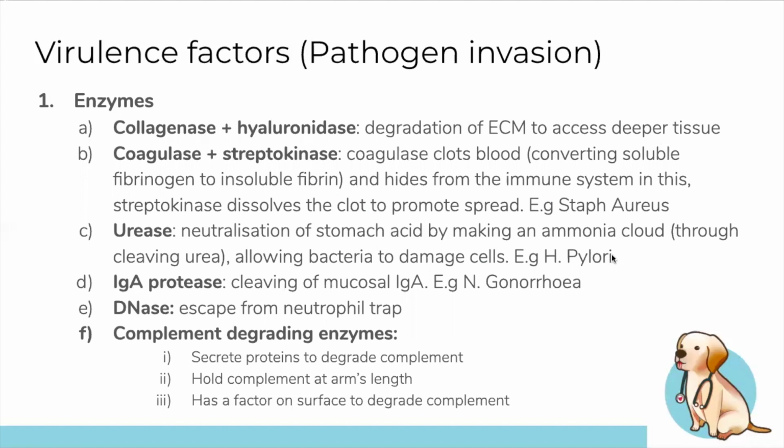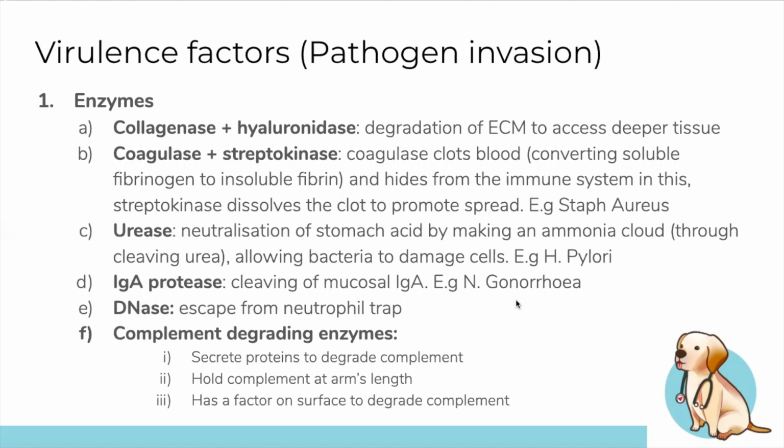You've got coagulase and streptokinase, which mess with your blood to hide from the immune system. So you can hide within clots and then come out after that to continue spreading. You've got urease, which neutralizes your stomach acid, which is very acidic, and it's supposed to be an acidic environment to prevent things from being there. By cleaving urea it makes a little cloud, and it allows the bacteria to approach the mucosal cells and damage them. So an example of this is H. pylori, which causes gastric ulcers.